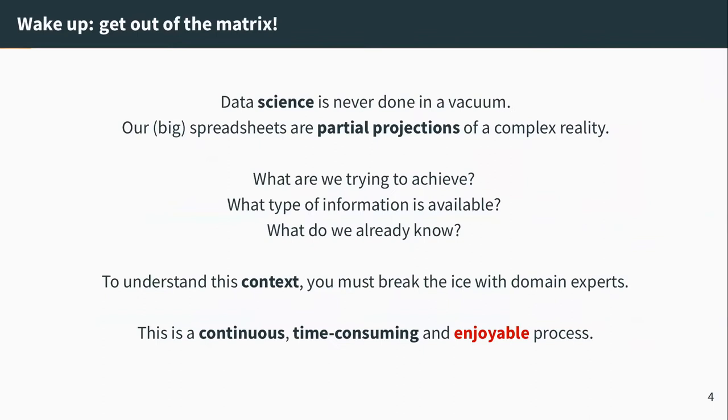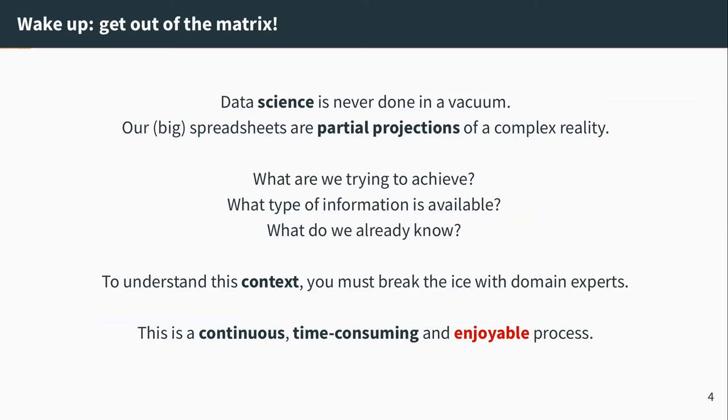So maybe I can tell you, try to get out of the matrix, even though as mathematicians, as engineers, we've been trained to analyze this type of numerical data. That's because those bricks, those big spreadsheets that we're working with, even if they weigh terabytes, are just partial projections of a very complex reality. In real life, you need to understand what people are genuinely trying to achieve, what type of information is available, and what you already know, instead of having tunnel vision.